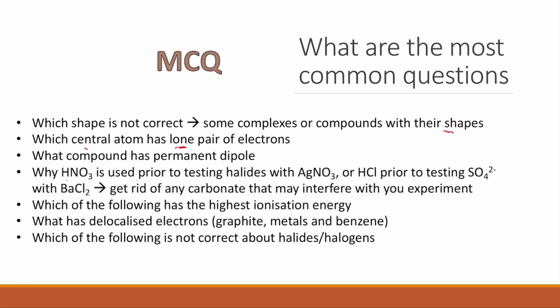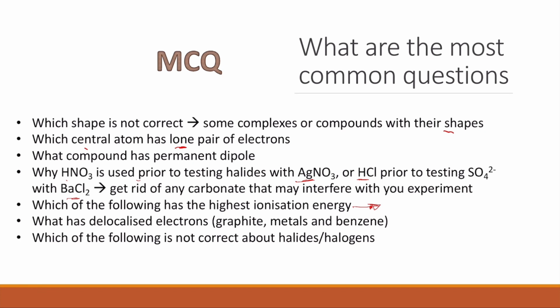Why is nitric acid used prior to testing the halides with silver nitrate, or HCl prior to testing the sulfate with barium chloride? As I said before, to get rid of the carbonate that may interfere with your experiment. Which of the following has the highest ionization energy? So they tend to ask about ionization energy in the multiple choice question.